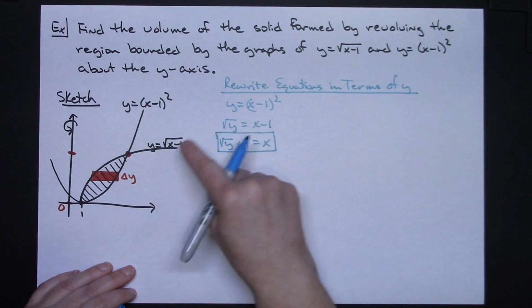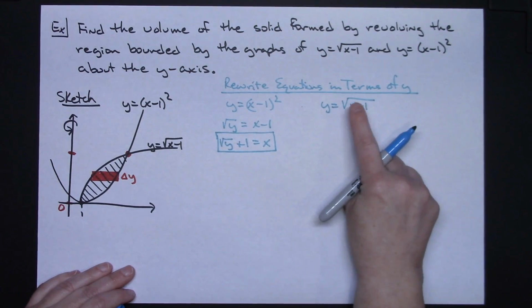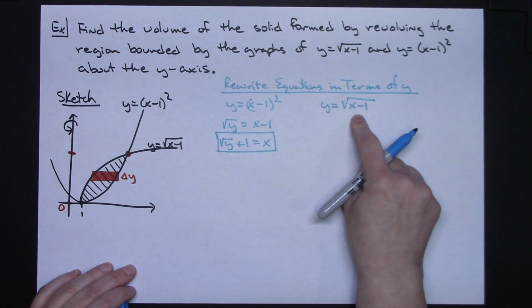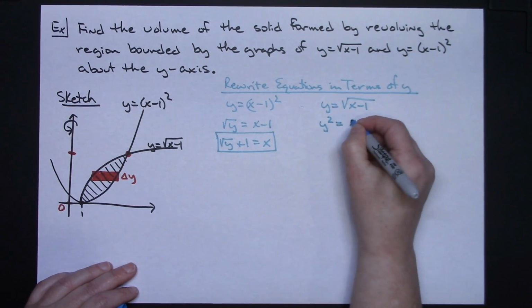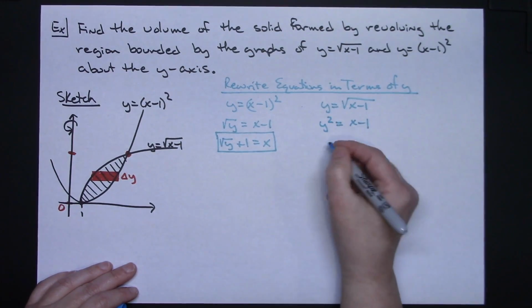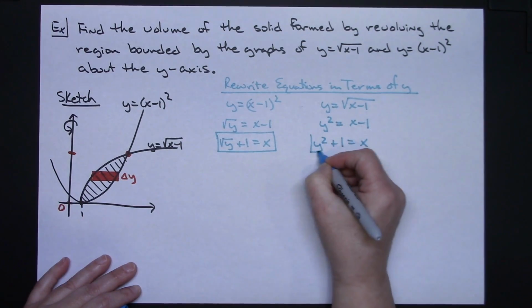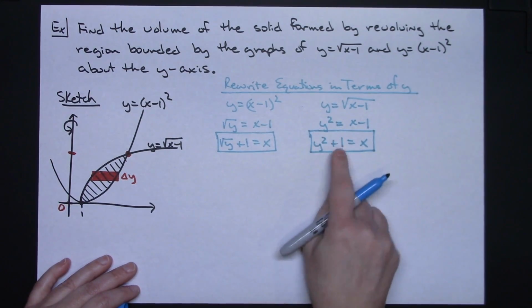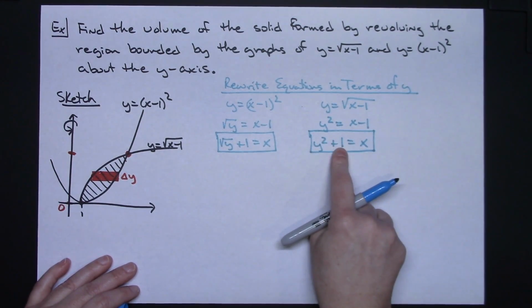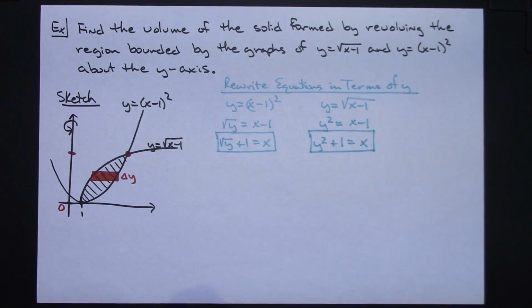And then let's do the second one. y equals square root of x minus 1. Since I've got a square root right there, let's square both sides of the equation to get rid of that. So then I'd have y squared equals x minus 1. And again, add 1 to both sides. So y squared plus 1 equals x. So there is the square root function rewritten in terms of y. Now I have these rewritten in terms of y. So to find that intersection point on the y-axis, I can set these two equations equal to each other and then solve for y.